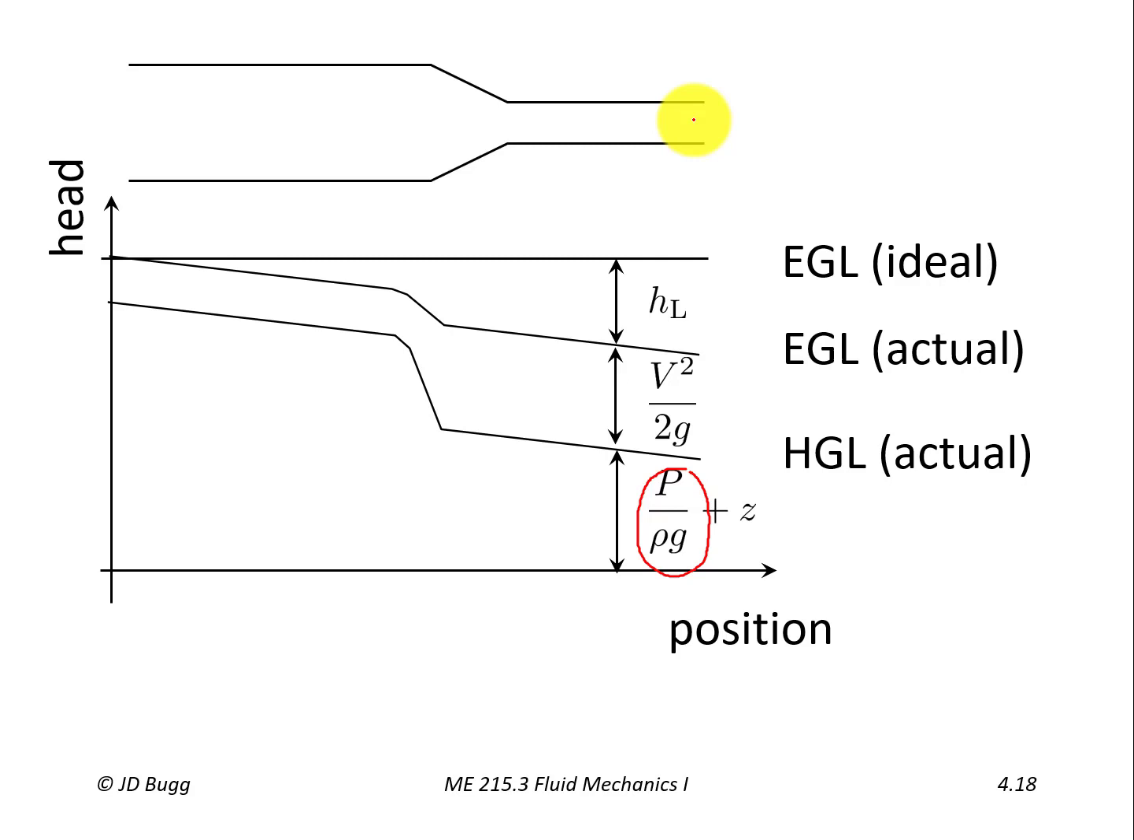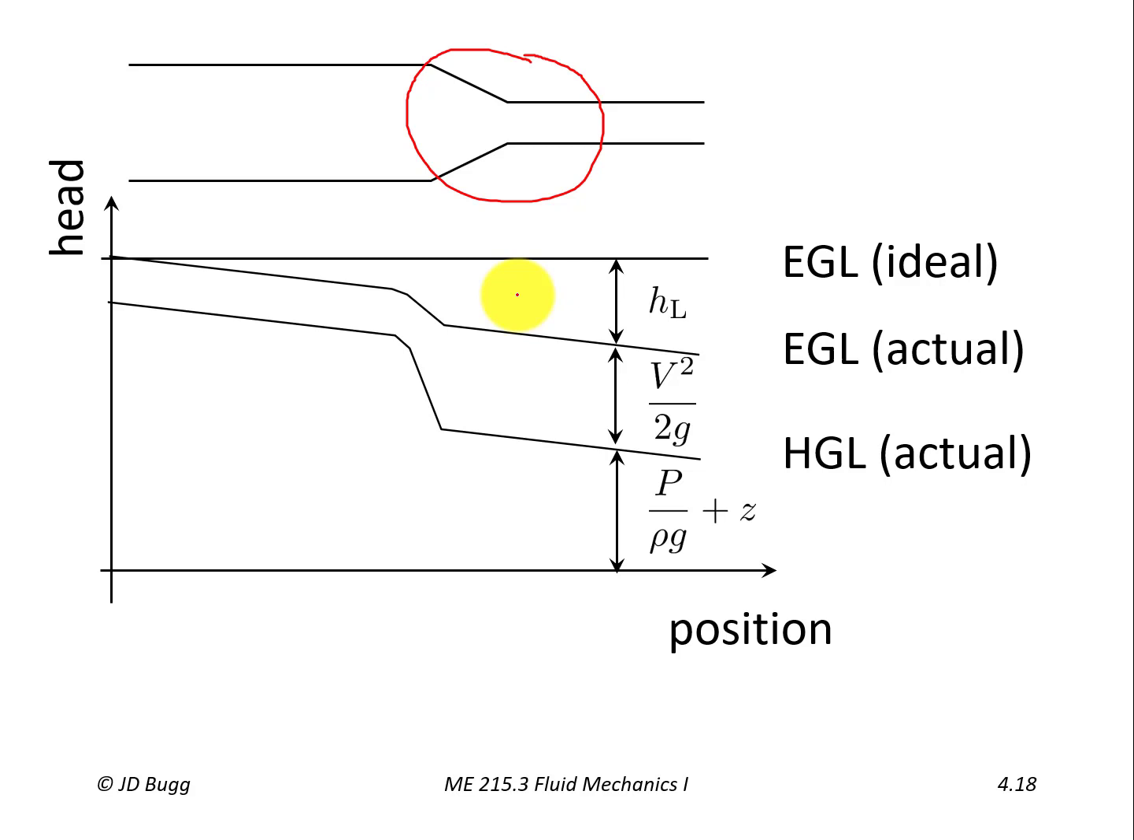In one of the labs that you're going to do quite soon, you're going to make measurements of these energy grade lines, both the energy grade line and the hydraulic grade line, for a little bit more complicated geometry than this. And you will see your hydraulic grade line both decreasing and increasing, and you should see your energy grade line just going down and not increasing. But we'll leave that to the lab for you to see for sure.